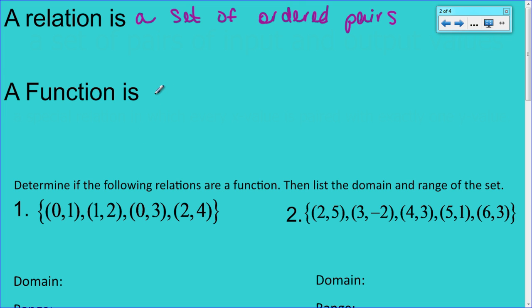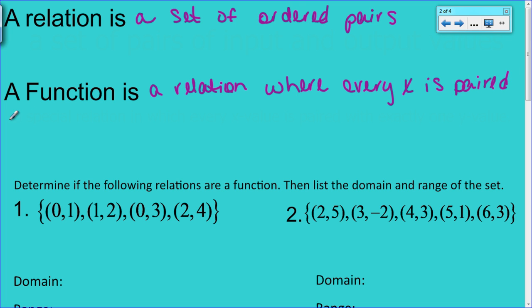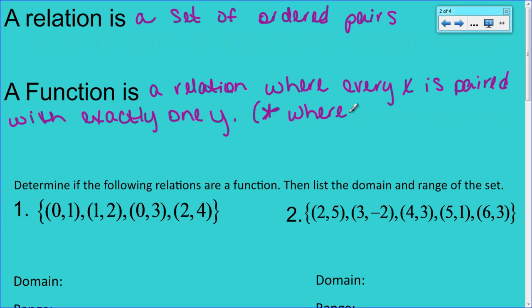A function is a relation where every x is paired with only one y. We're going to say the words exactly, with exactly one y. What this means to you, in parentheses I want you to put with a big star, because this is the important part. What this means to you is that a function is a relation where no x values repeat.